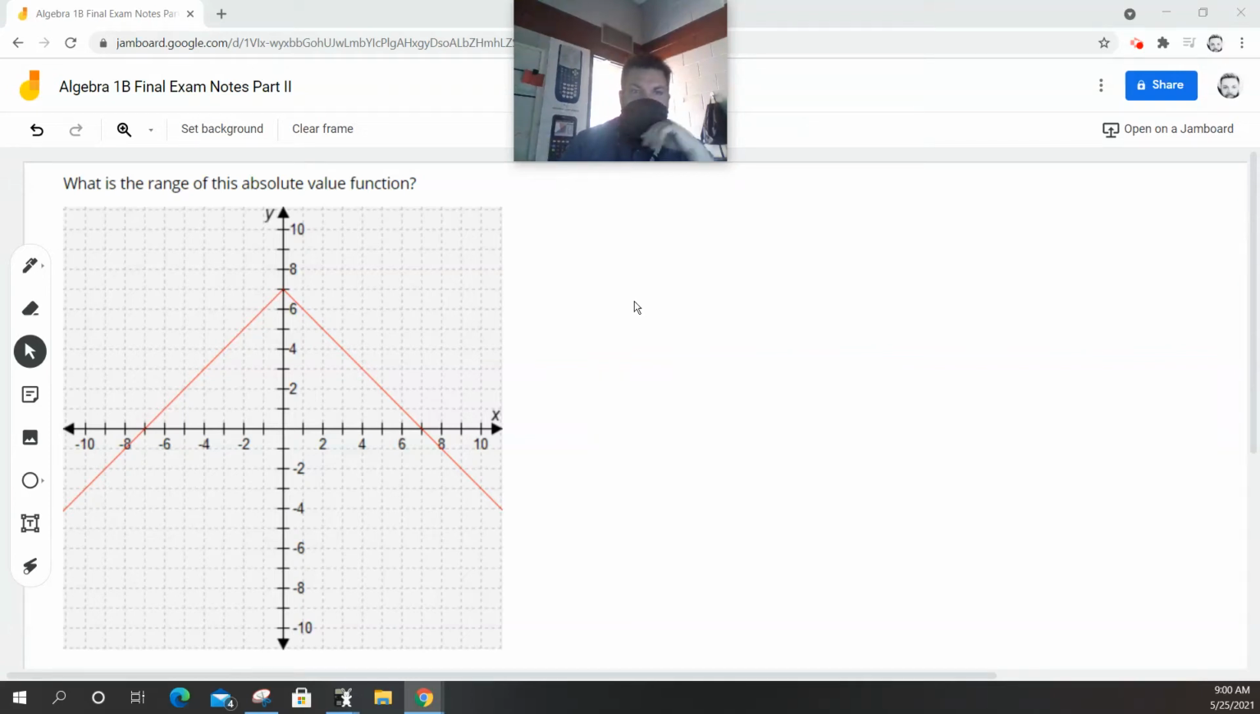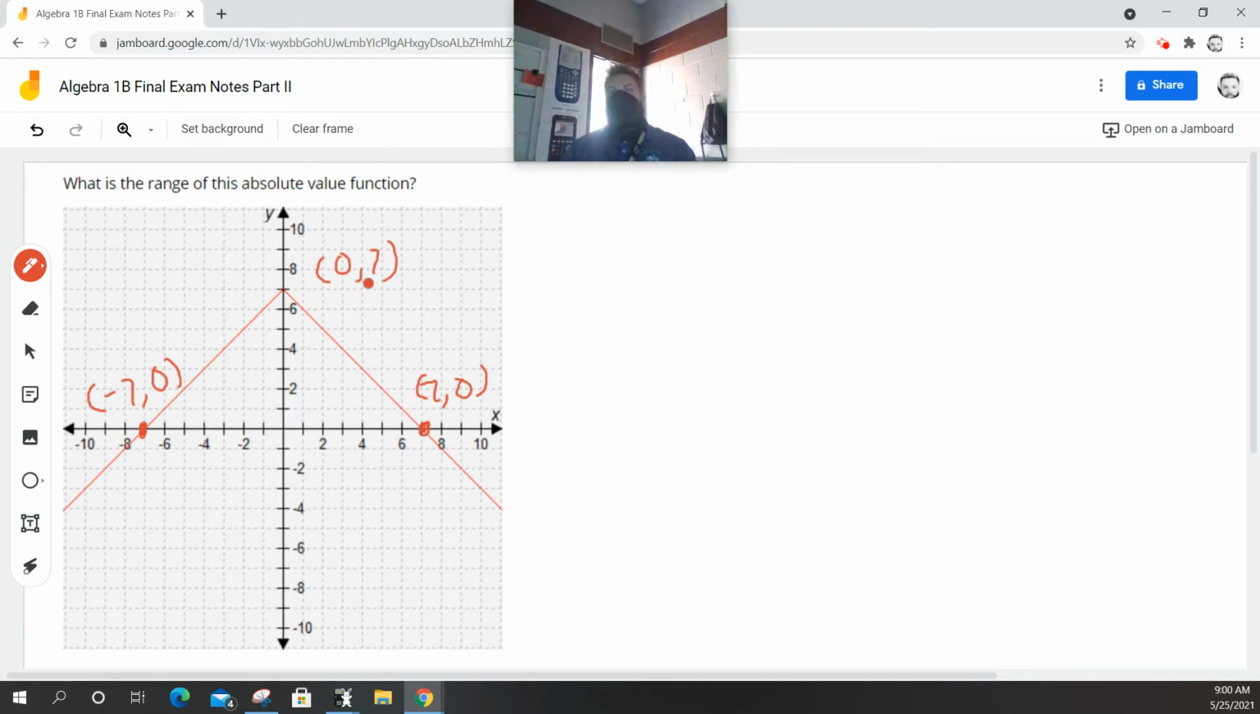Right, so on this one it says, what is the range of the absolute value function? So as you guys are sketching these in your notes, just point out a couple of points on the graph. For example, this point here is -7, 0, and this point here is 7, 0, and then this point here is 0, 7. It doesn't matter, but that way it gives you a frame of reference of what's going on. Anyways, back to the question.